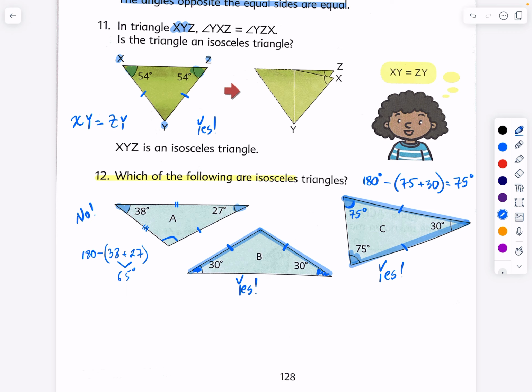I hope you found this useful. Next topic is equilateral triangles and their angles.